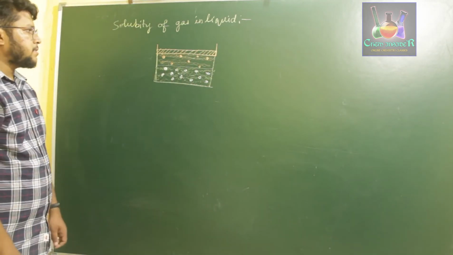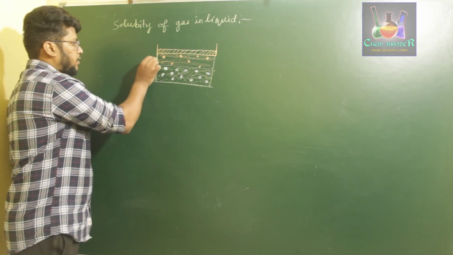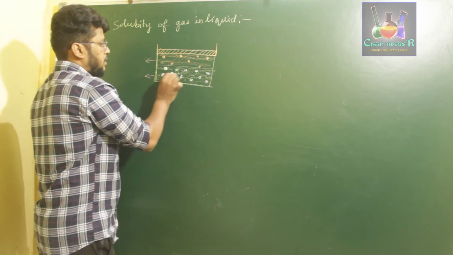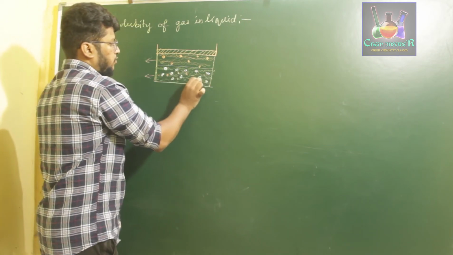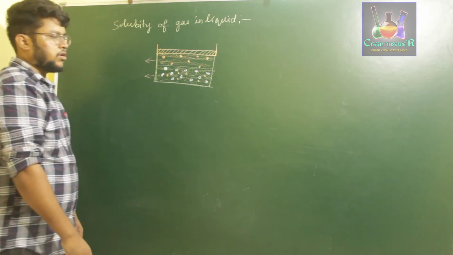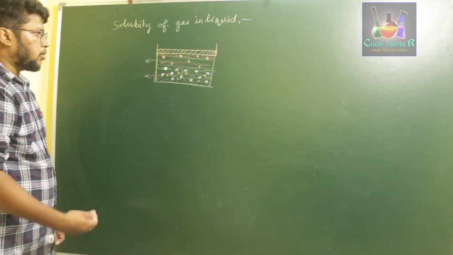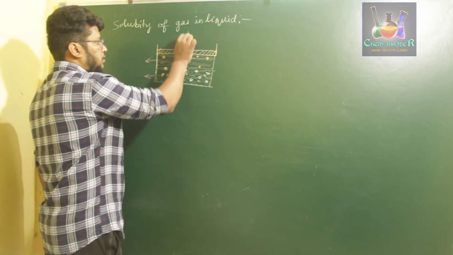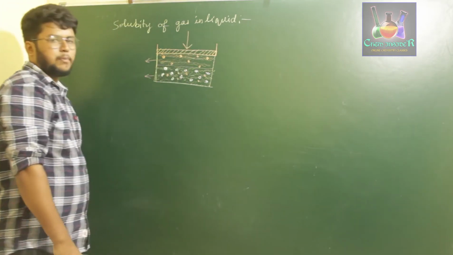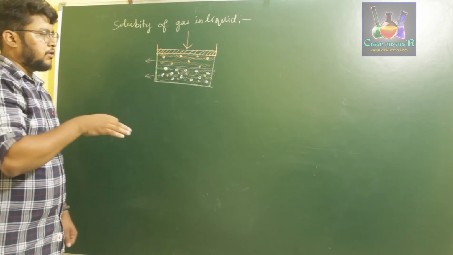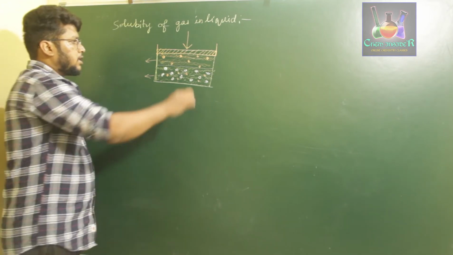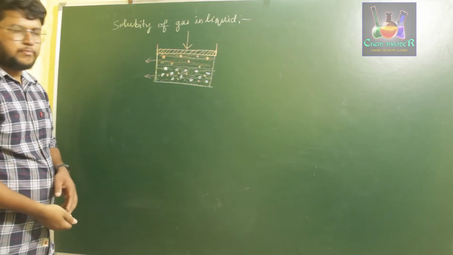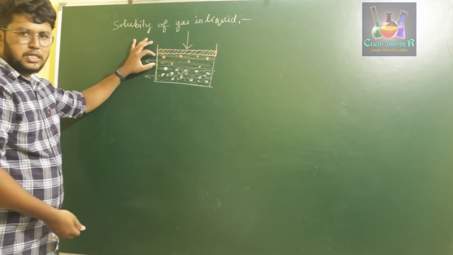Okay, so if you observe here, the amount of gas dissolved in the solvent will be somewhat like this. There will be only a few particles of the gas dissolved in the solvent taken at the bottom of the container. So what happens is, once you apply pressure on the gas using a piston, the gas particles present here start to contract. That means the volume of the gas decreases.